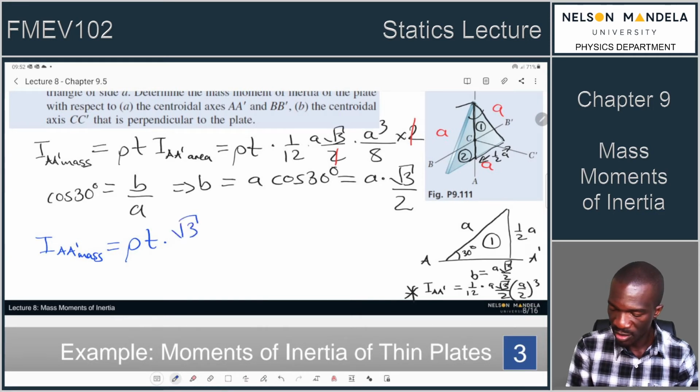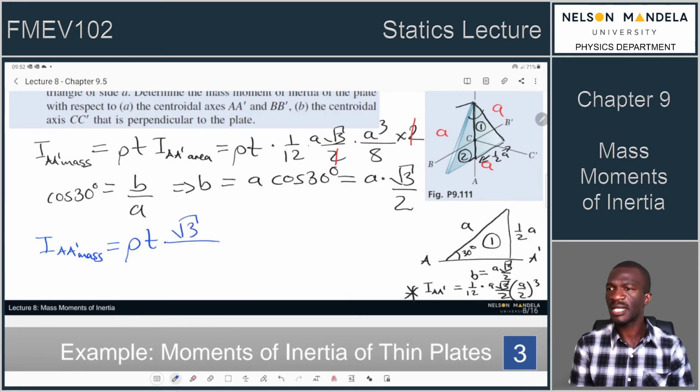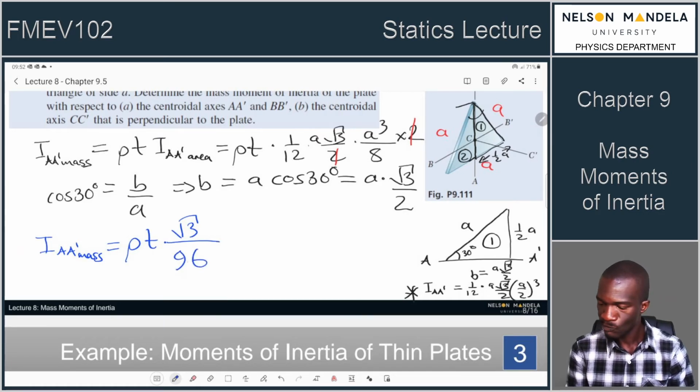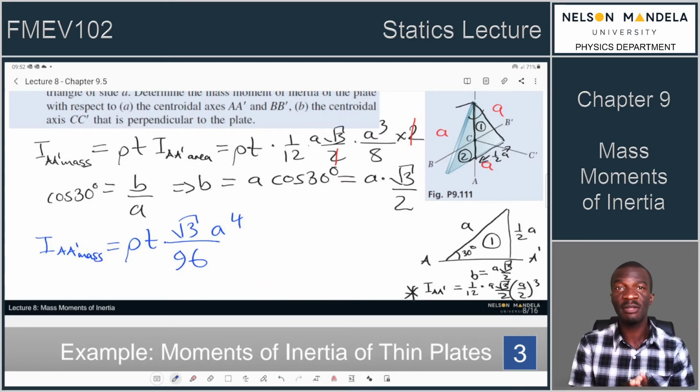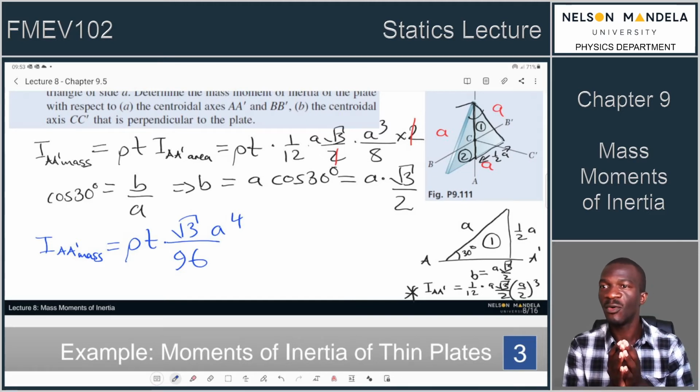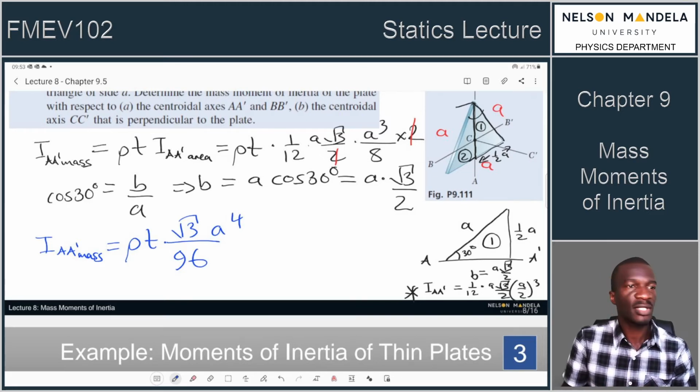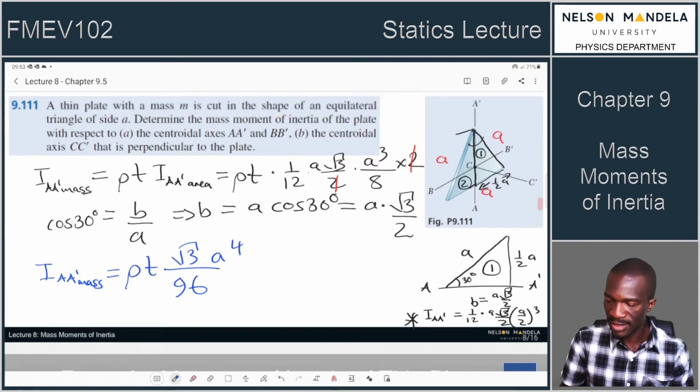Root 3 over, what is 12 times 8? I think it's 96, right? That should be 96. So root 3 over 96. The A's are now becoming A to the 4. That's our I mass. So we are happy. We've got our I mass, but it is in terms of A to the 4. The question requires us to state this I mass in terms of what?